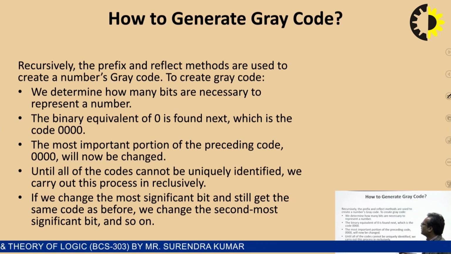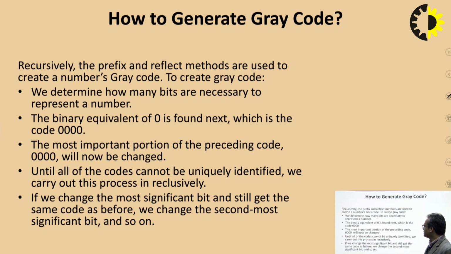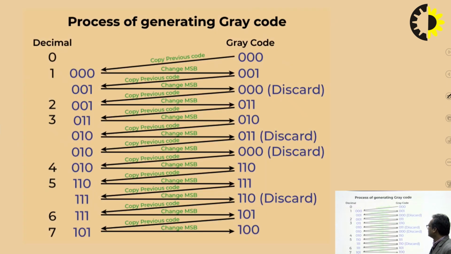We determine how many bits are required to represent the number. Then every time a bit is being changed. How are the bits changed? The most important portion of the preceding code is changed until all the codes are uniquely identified. So we repeat the process. How is the process repeated? It is shown in this chart.